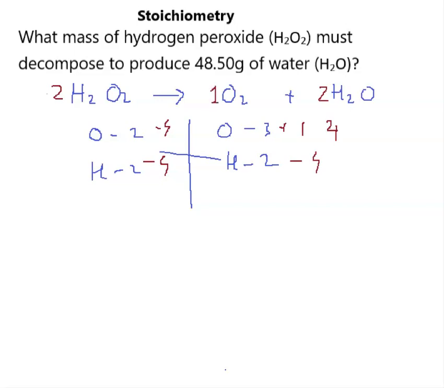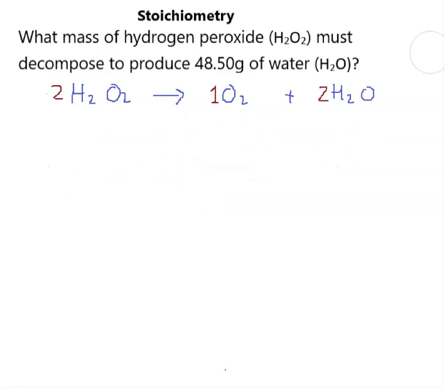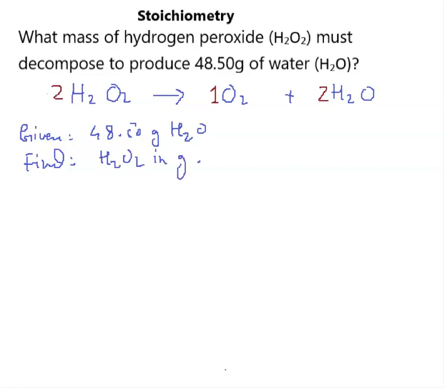I think it's a good habit to put 1 here. Let's erase this and let's start with the equation. So what are we given? It's 48.50 grams of H2O, and what we're trying to find is H2O2 in grams. Before we begin, we should have a solution path.